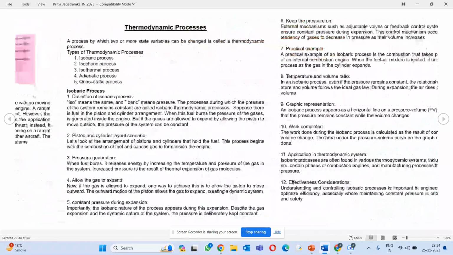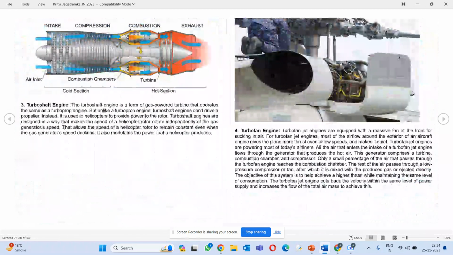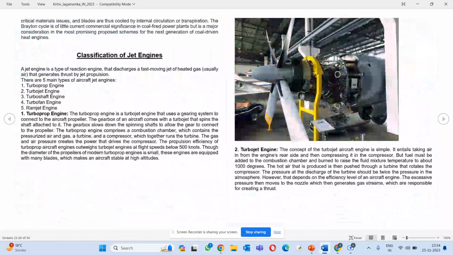Now let's discuss the different kinds of jet engines. First one, we have turboprop. Turboprop engines take inspiration from both jet engines and propeller propulsion. Instead of relying solely on a jet stream, turboprops utilize a gas turbine engine to drive the propeller.